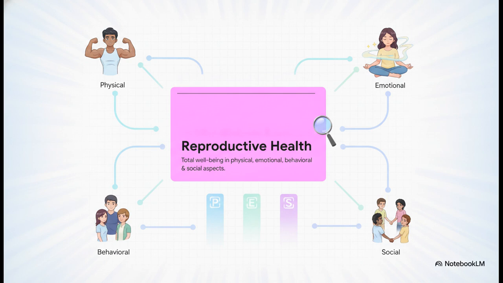याद रखिए ये simple acronym, PEBS. That stands for physical, emotional, behavioral and social aspects of reproduction. अगर ये चारों pillars strong हैं, तभी हम एक reproductively healthy society बन सकते हैं.